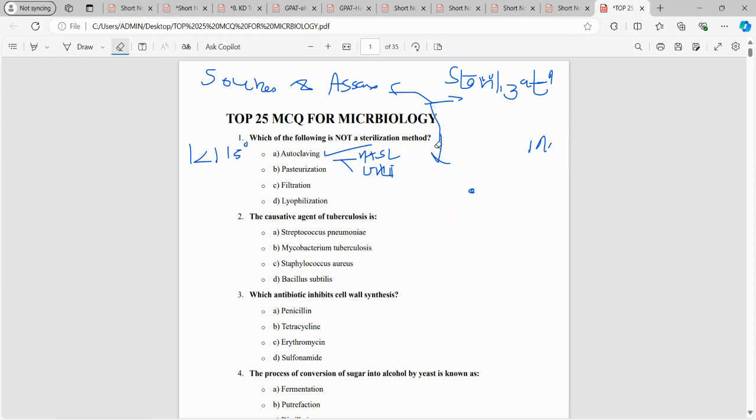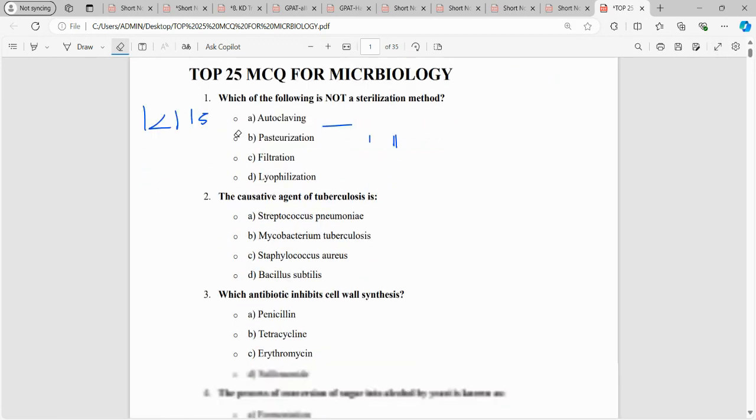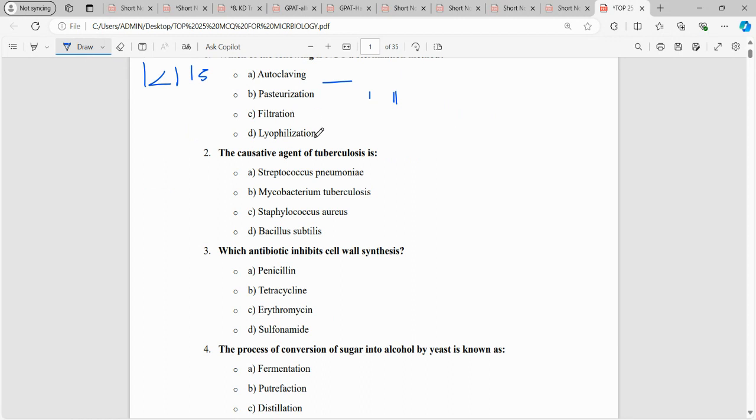Filtration, of course, uses membrane filters with a pore size of 0.45 micrometer, so the answer cannot be filtration as well. Lyophilization is a freeze-drying technique. We have different lyophilizers used, and different bulking agents used. So lyophilization is the right answer. It is not a method of sterilization.